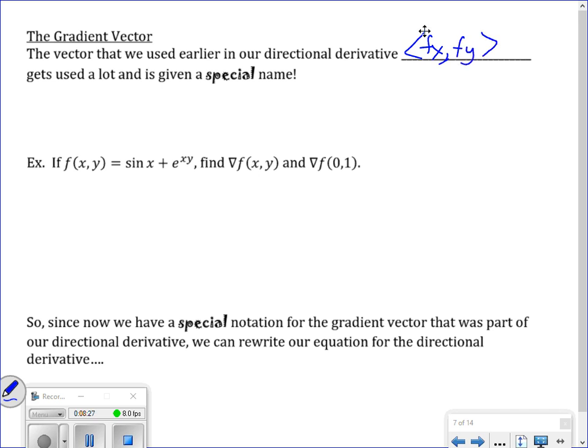That is called the gradient of f. So that is called the gradient vector. It has its own special name. All right, so the gradient of f is this thing, fx comma fy. And it also has a special notation.